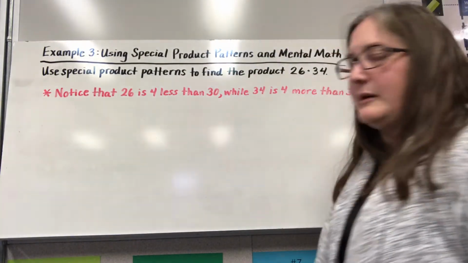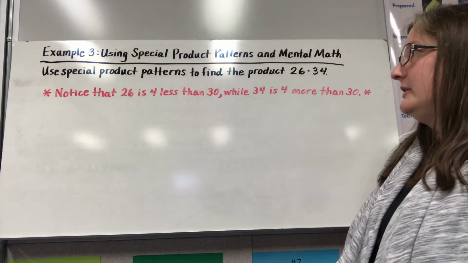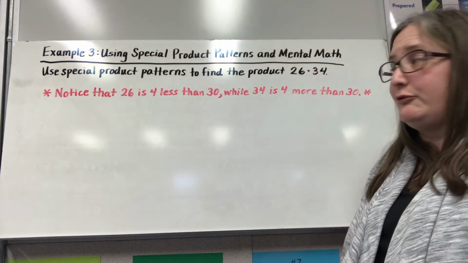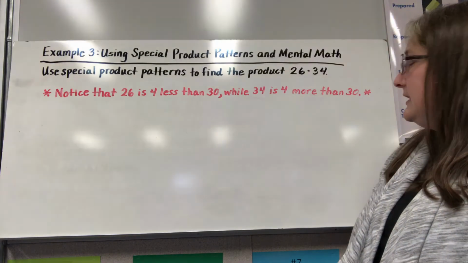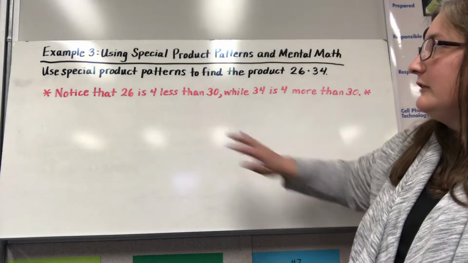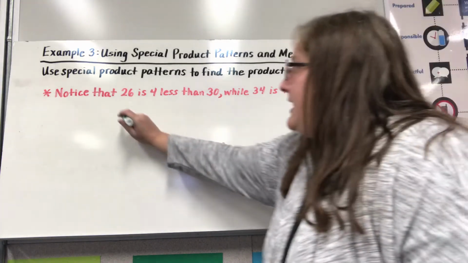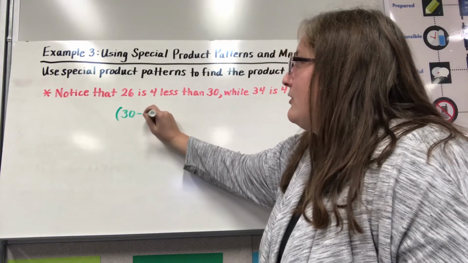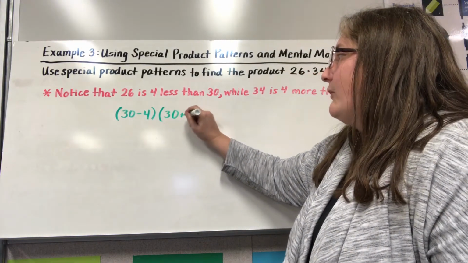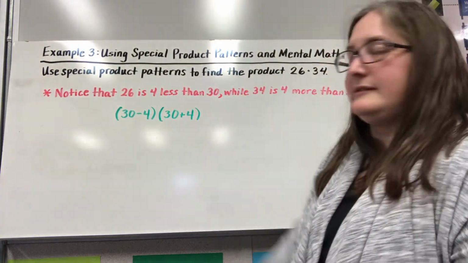We can also use some of these special product patterns to do simple math problems. So we've got 26 times 34, and something I notice about this is 26 is 4 less than 30, 34 is 4 more than 30. So I can actually create a problem that I can solve using some of these special product patterns. So I can rewrite 26 as 30 minus 4. And 34 can be rewritten as 30 plus 4.